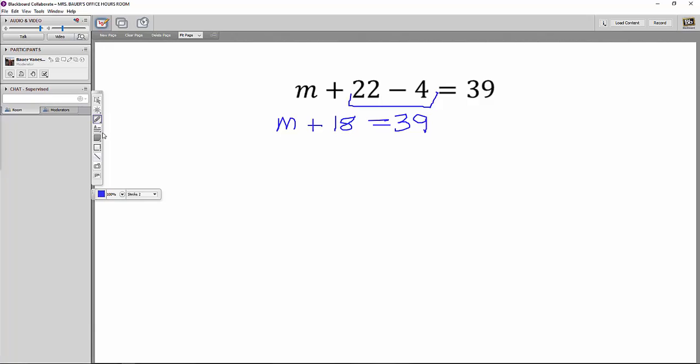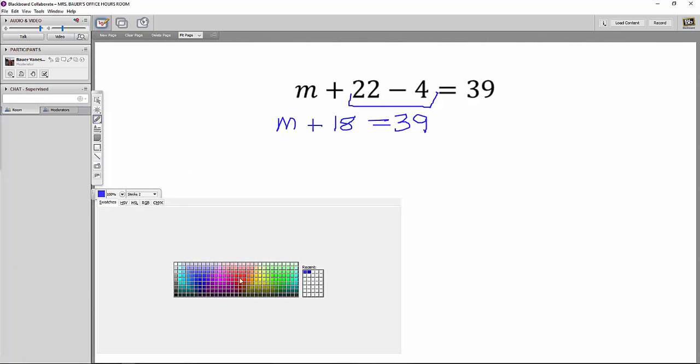Now we have our equation set up in the format that we want. M plus 18 equals 39. It's our variable plus or minus a constant equals a constant. And we learned in our previous days exactly how we're going to solve this. So we need to get m by itself. To do that, we're going to undo what has been done to m. We're going to undo what's been bothering m.